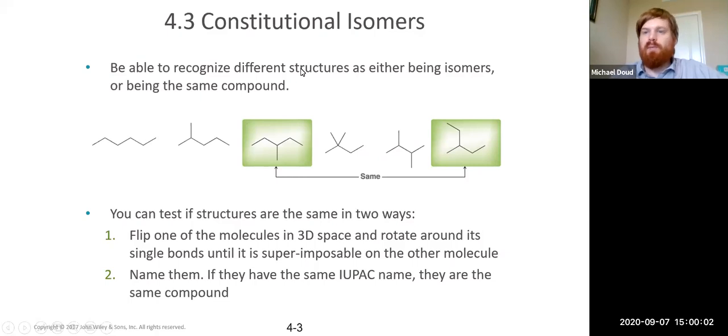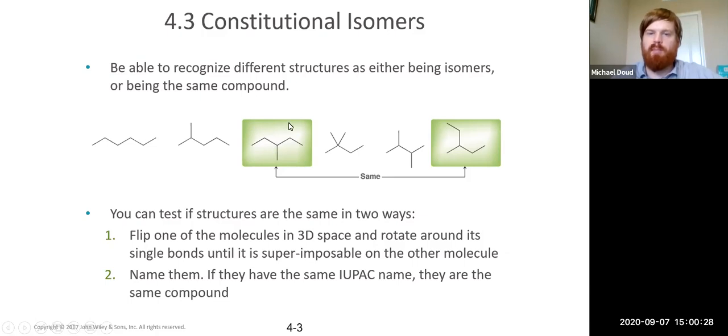So one thing that we really want to be able to understand is how to recognize whether a structure is an isomer or if it's the same compound. And we have a few different strategies for doing that. So for example, we've got here different ways of drawing C6H14. So this is hexane, 1, 2, 3, 4, 5, 6. And then we've got 2-methylpentane. Those are the two that we saw before.